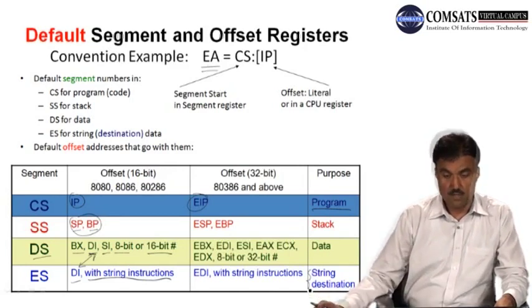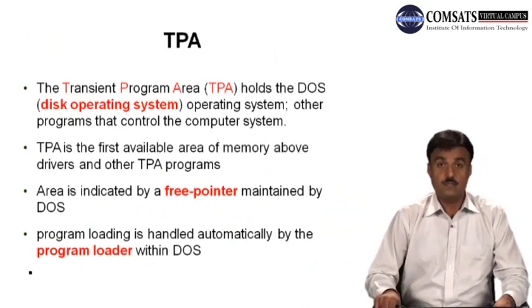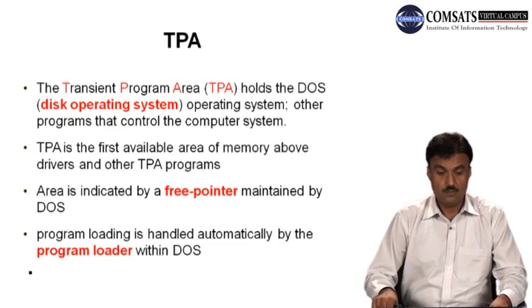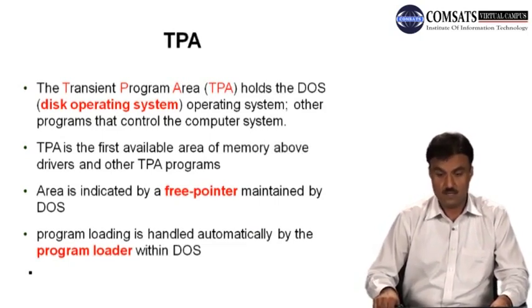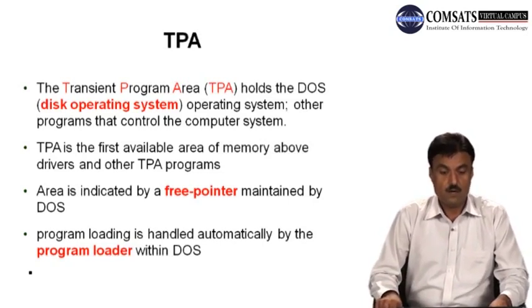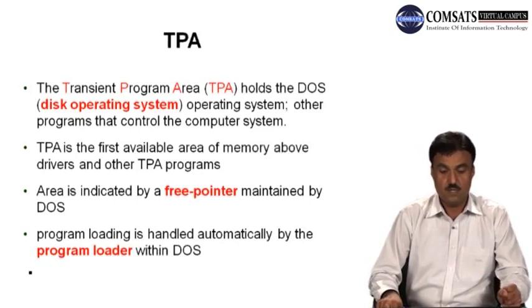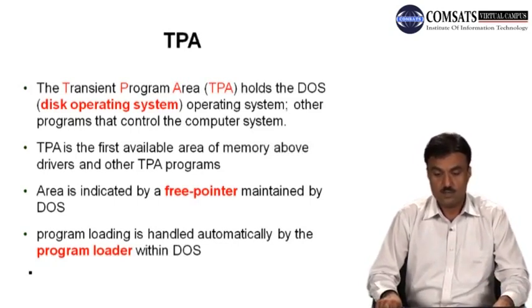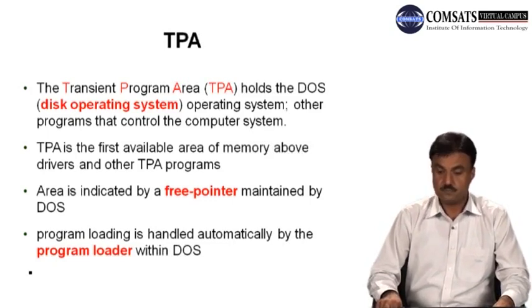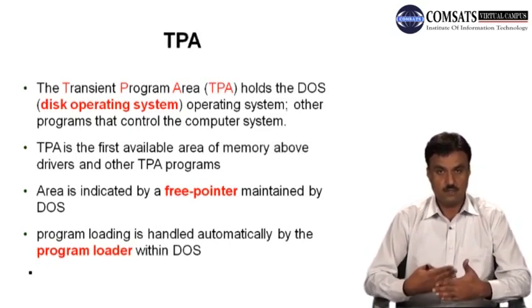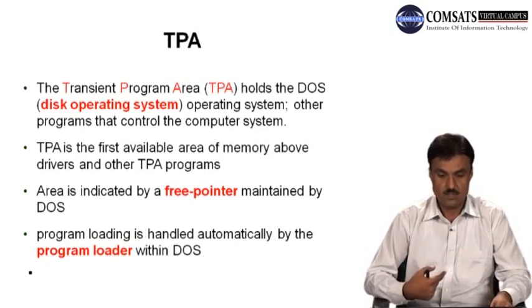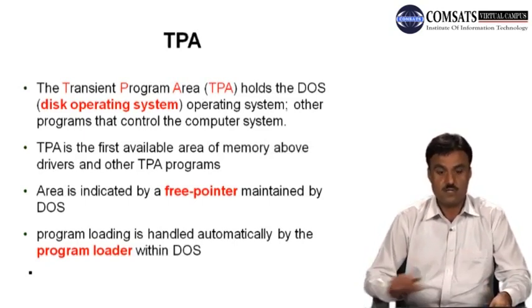Okay, so now we will discuss the TPA, or transient program area. What is the TPA? The TPA holds the disk operating system, or DOS. This is the oldest operating system, and the newer Windows-based operating systems are based on DOS. So this transient program area holds the DOS operating system and other programs that control the computer system. So the operating system and the controlling routines, which are part of it, are all stored in this TPA.